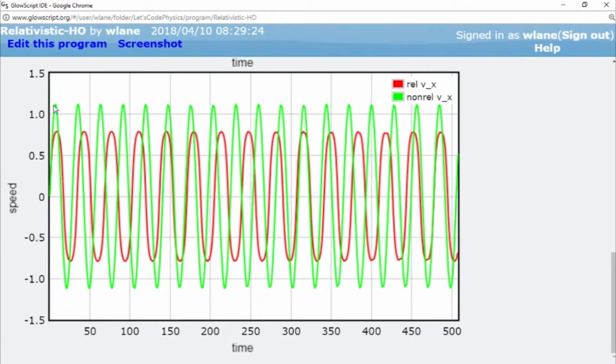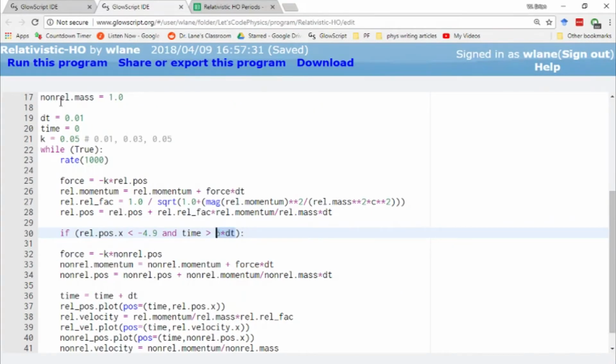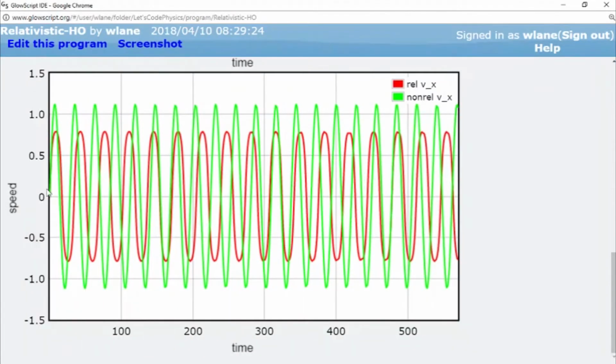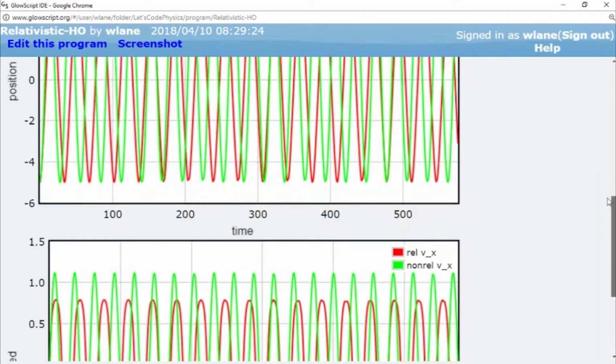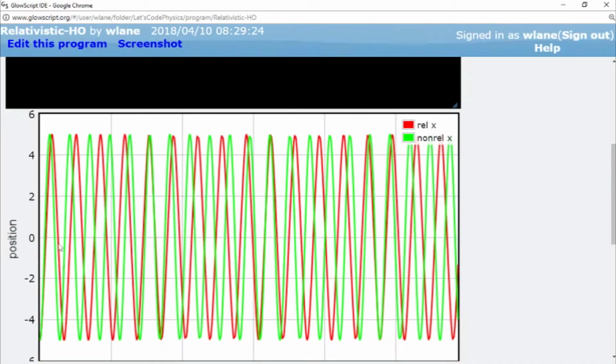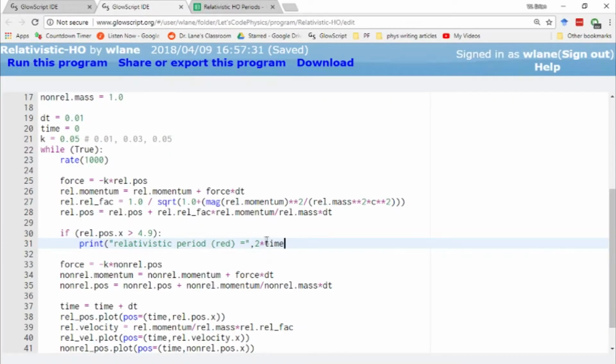Let's just say greater than the first like 5 dt, just to get that first little bit out of the way. Oh, actually, I have a better way to do this. The better way to do this would be to just do half the period and multiply it by 2. So let's actually ignore that. We'll just have this be greater than 4.9. And then we'll just take the time and we'll say print, relativistic period, that is red, equals 2 times the time. So we're looking now for when it reaches the peak, not the trough. So when it goes from here to the peak, that's half of a period. We have to go back down to get the entire period, so we'll just multiply it by 2.